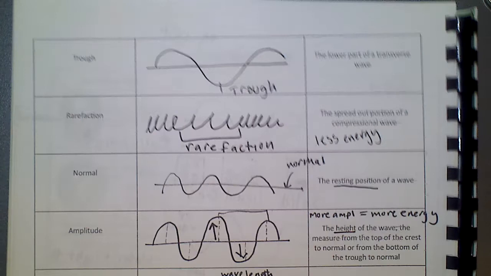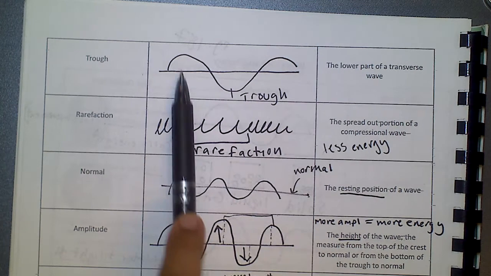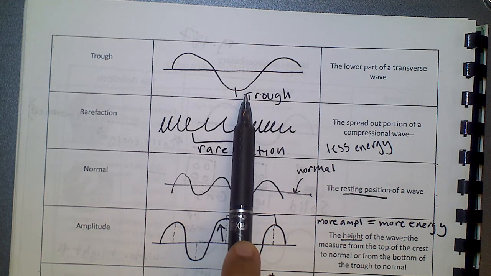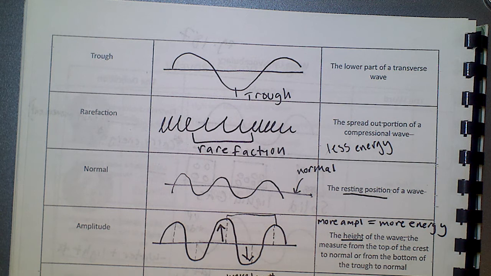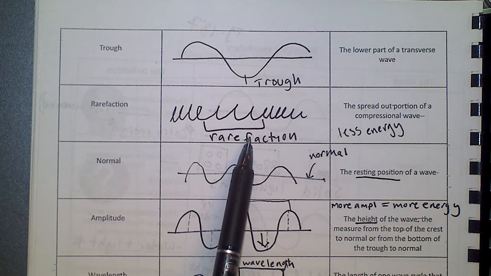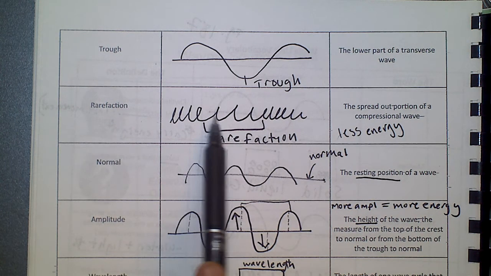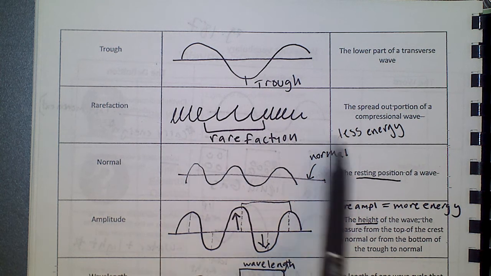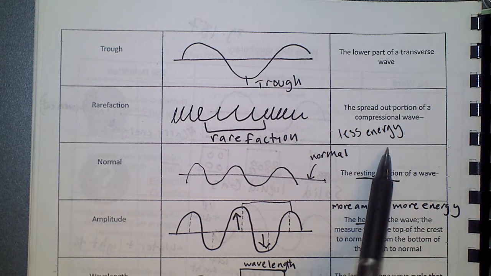And on 188, some more vocab. A trough is the bottom part of a wave on a transverse wave. A rarefaction is in a longitudinal wave, and that is when the waves are more spread apart, which therefore has less energy.